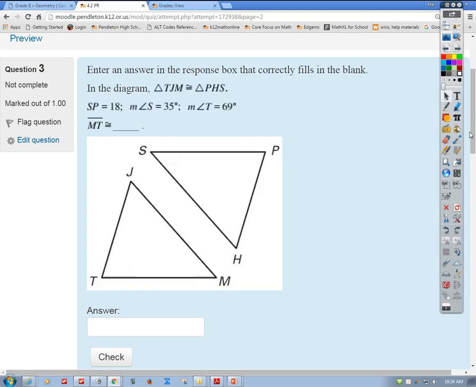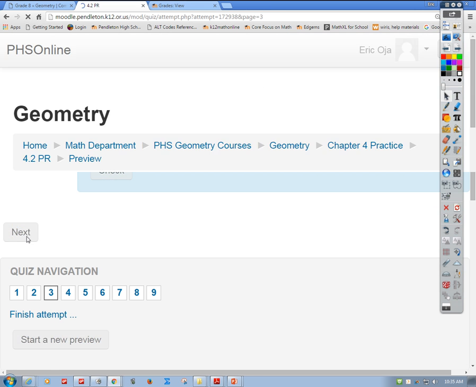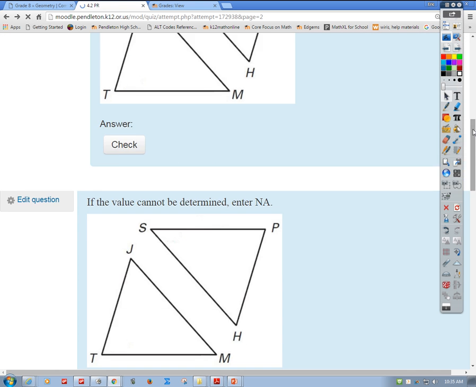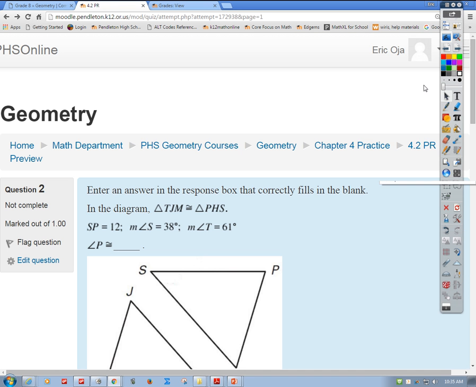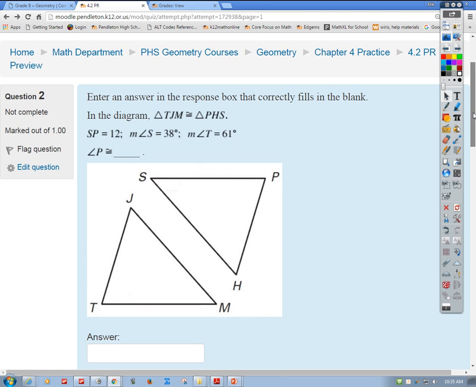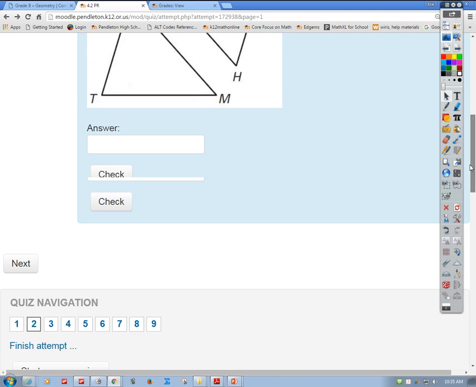SP. Good. So our answer would be side SP. Or, if we want to, we could say segment SP. Either one should work. Okay? Questions? Okay, we can skip that one. Already did that.